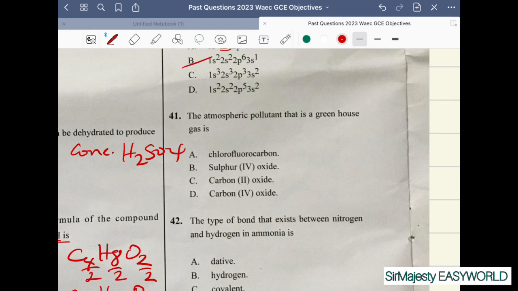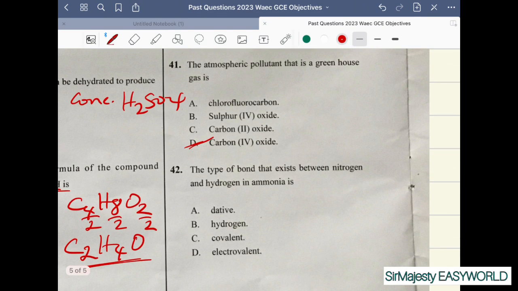Atmospheric pollutant that is a greenhouse gas, carbon dioxide. It has the ability to absorb heat, so it leads to increase in temperature of the earth.